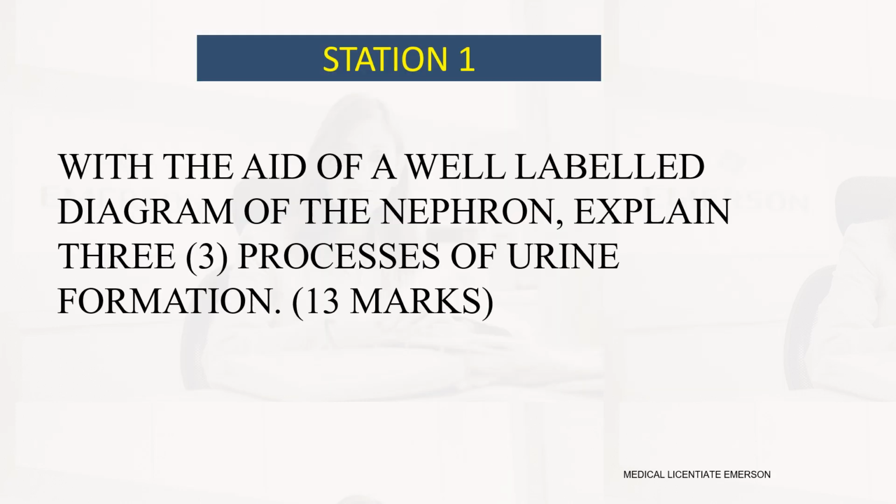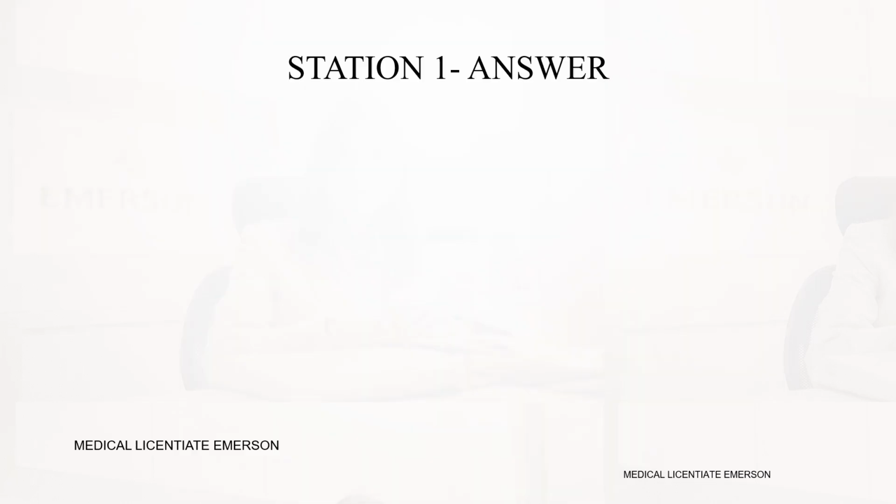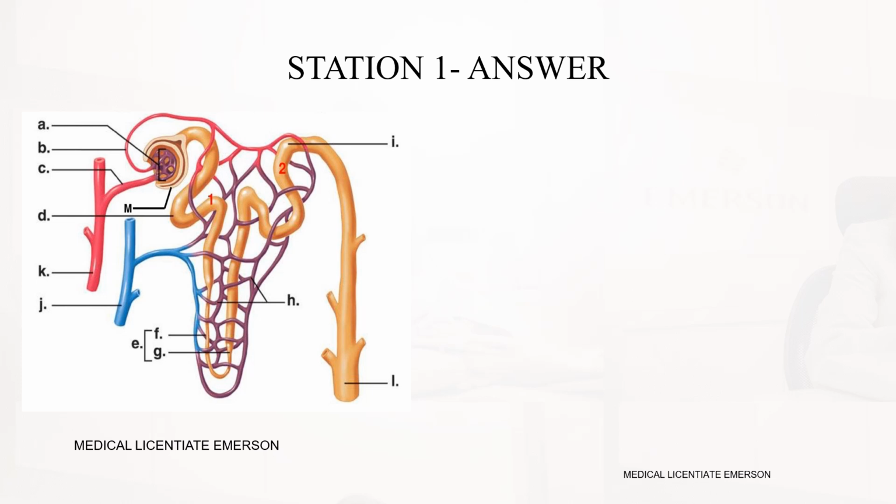So, station 1. With the aid of the labeled diagram of the nephron, we have to explain the three processes of urine formation. So that's like 13 marks. So we have to explain the three processes of urine formation, 13 marks, as well as a labeled diagram of the nephron. Okay, so in terms of the nephron, this is the best nephron I usually like to ask about.